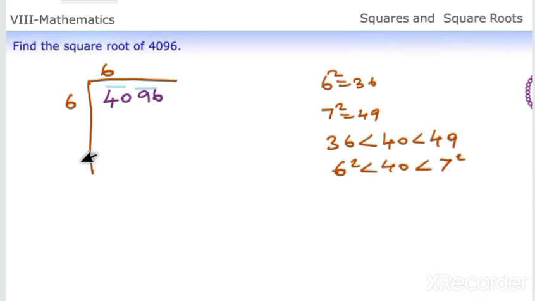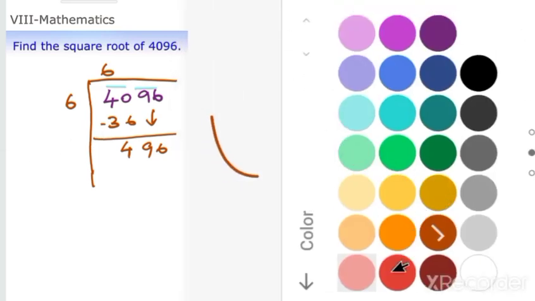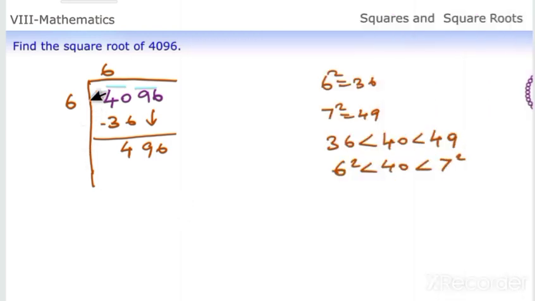In the next step, multiply them: 6 into 6 is 36. Now subtract, and you will get 4. After that, bring down the next pair of digits, that is 96. Further, we do the simple work: double the divisor part. When you double the divisor part, you will get 12.